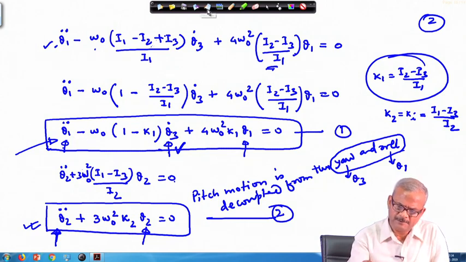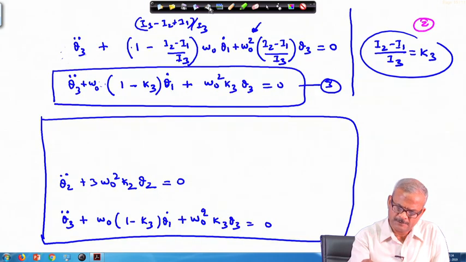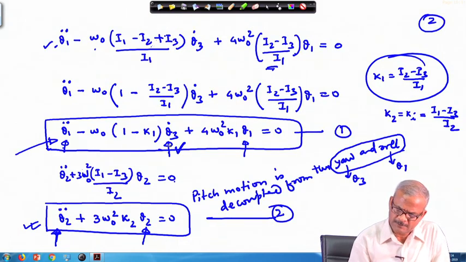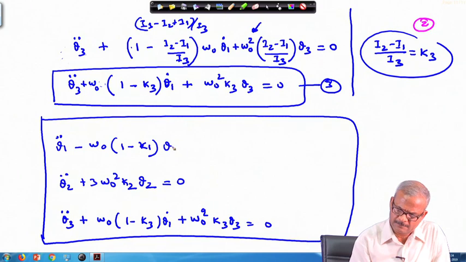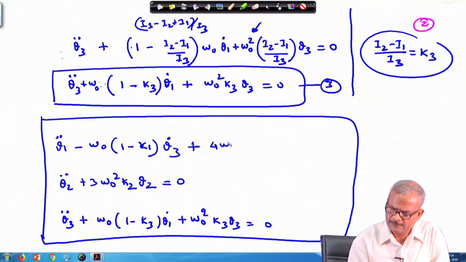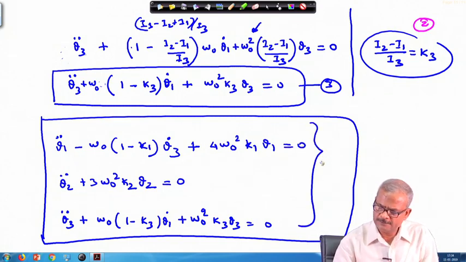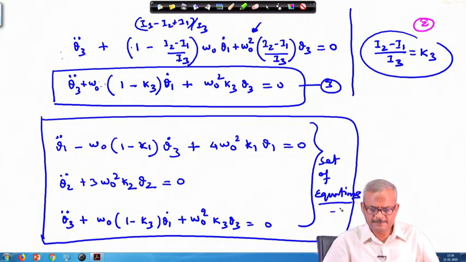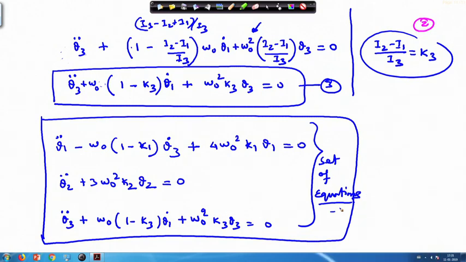So, theta 1 double dot minus omega 0 times 1 minus k 1 times theta 3 dot plus 4 omega 0 square k 1 times theta 1, this equal to 0. So, this is the set of equations we get. Now, from these equations we can study the stability of the motion.